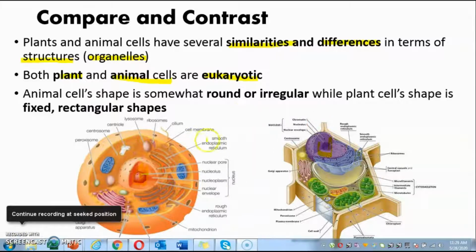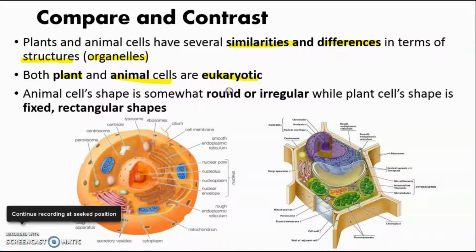On the other hand, one of the obvious differences between animal and plant cells is their shape. As you can see here, on your left, this is the typical animal cell. On your right, this is your typical plant cell. As you can observe, the animal cell has a somewhat round or irregular shape, whereas the plant cell has a fixed or rectangular shape.